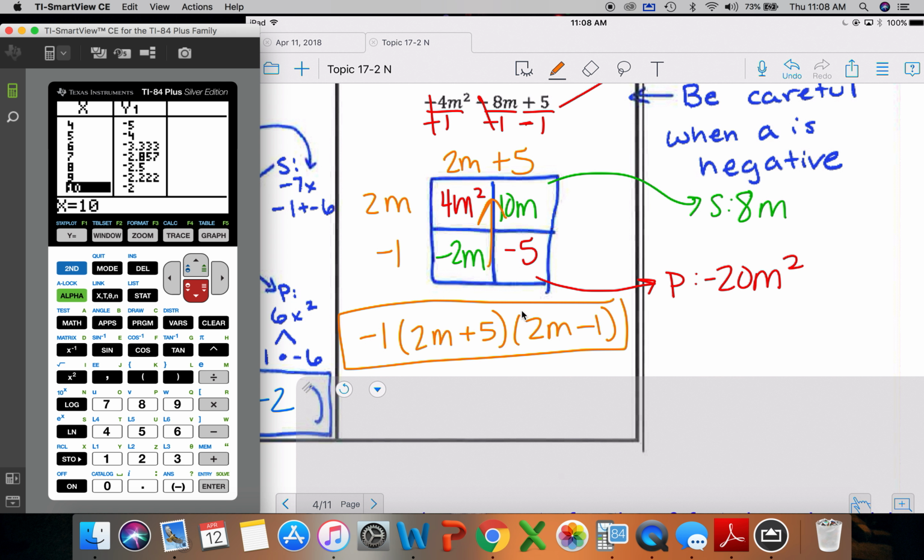Remember that for your answers, the order does not matter, so if you put 2m minus 1 here and 2m plus 5 here, that's okay, as long as you don't mix the 2m's together and the 5's and the negative 1. If you put 2m minus 5 and 2m plus 1, that would be a problem. Also, don't forget to include your GCF back in your answer, which is something that I forgot to do in class the other day.